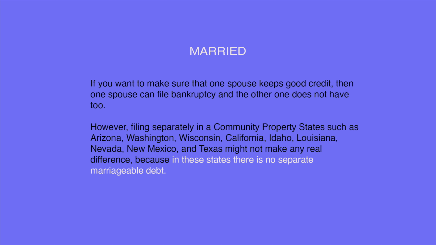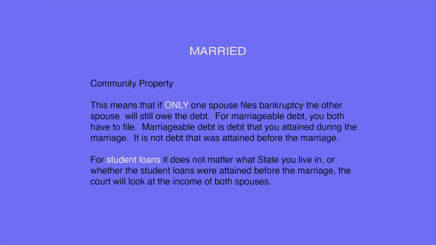However, filing separately in community property states such as Arizona, Washington, Wisconsin, California, Idaho, Louisiana, Nevada, New Mexico, and Texas might not make any real difference because in these states, there is no separate marriageable debt. This means that if only one spouse files bankruptcy, the other spouse will still owe the debt. For a marriageable debt, you both have to file.